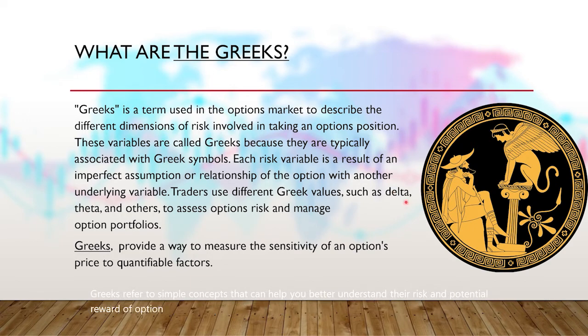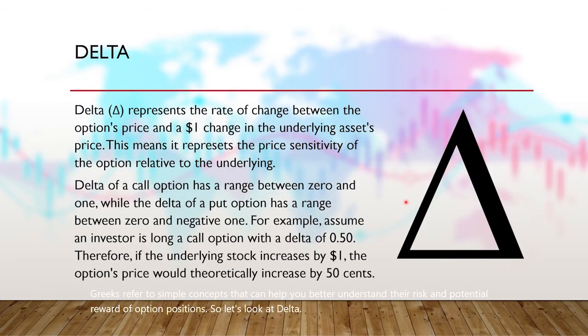So let's look at delta. Delta represents the rate of change between the option price and $1 change in the underlying asset price. In other words, the price sensitivity of the option relative to the underlying price. Delta of a call option has a range between 0 and 1, while a delta on a put option has a range between 0 and -1.